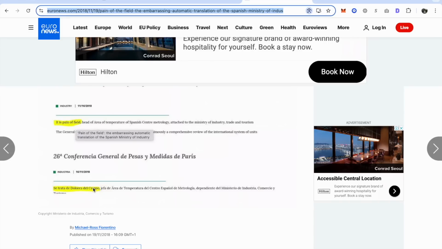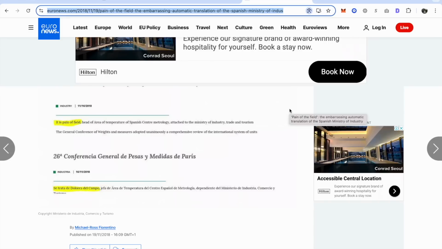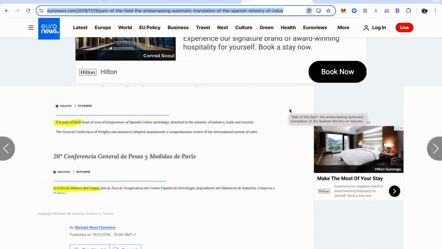Campo means field. Del is of, so of the field. And Dolores, Spanish is not one of my languages, but I think dolor means pain. And I guess the machine translation ran with it and decided Dolores is close enough to dolor, and so that means pain of the field. It's pain of the field, head of area of temperature of Spanish Center Metrology.